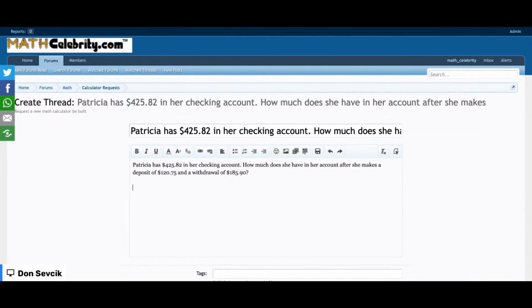Trisha has $425.82 in her checking account. How much does she have in her account after she makes a deposit of $120.75 and a withdrawal of $185.90? So start with $425.82. Deposits mean we add money to the bank account. So bold that. That is very important.